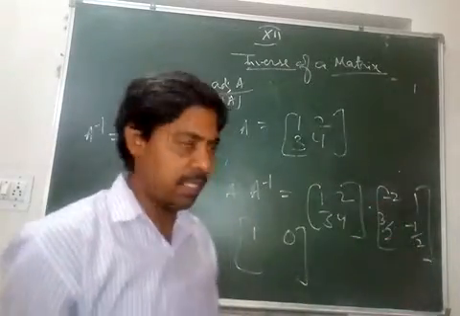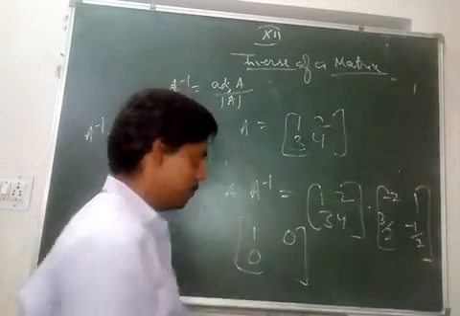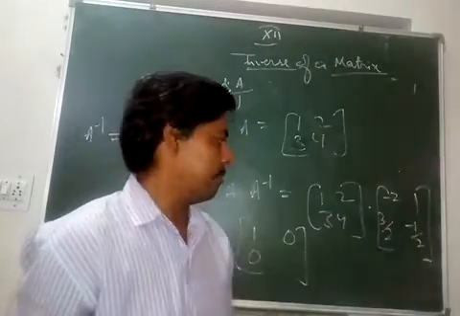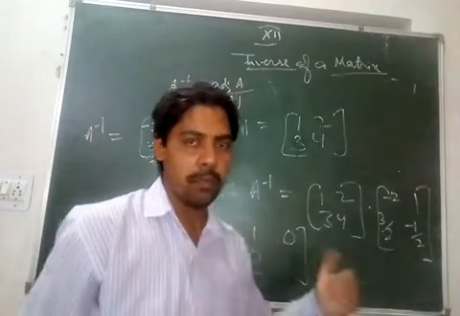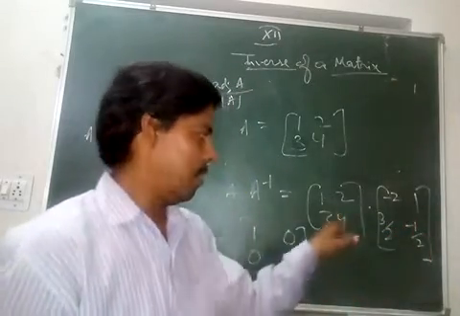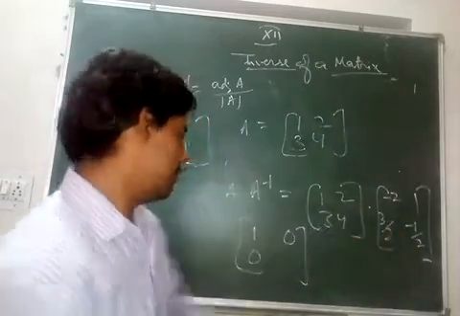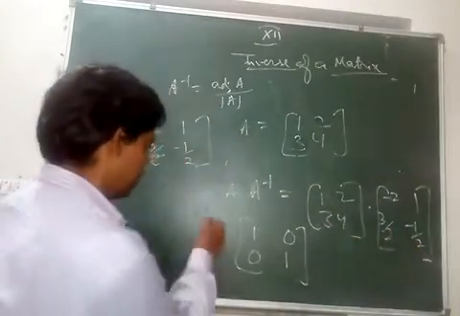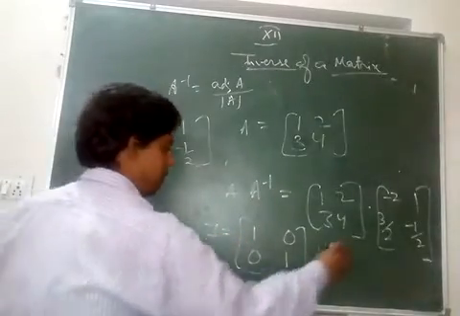3 into 2 is 6, and 4 into 3 by 2 is 6, so minus 6 plus 6 is 0. Then this into this: 3 minus 4 into half, 4 upon 2 is 2, with the minus sign, minus 2. So 3 minus 2 is 1. We have just got the identity matrix. So A into A inverse is always I. We have proved it, verified.